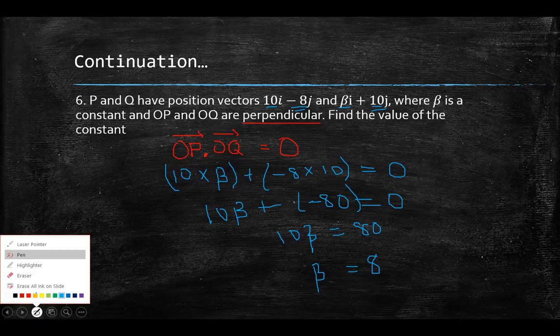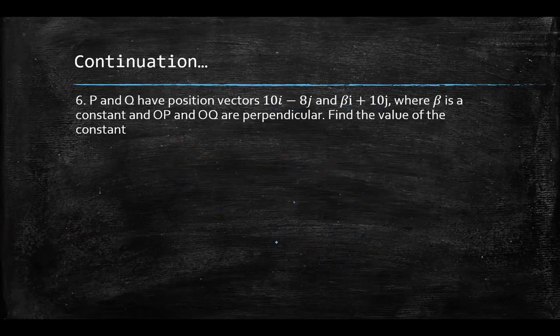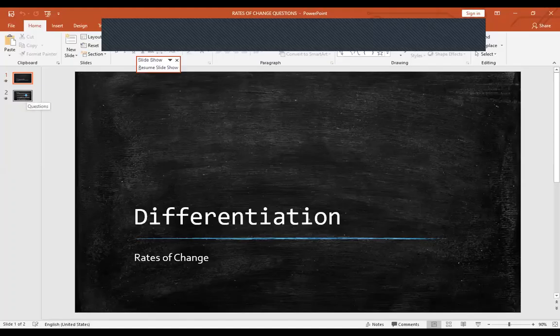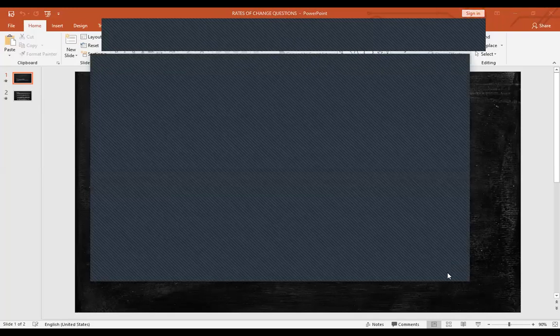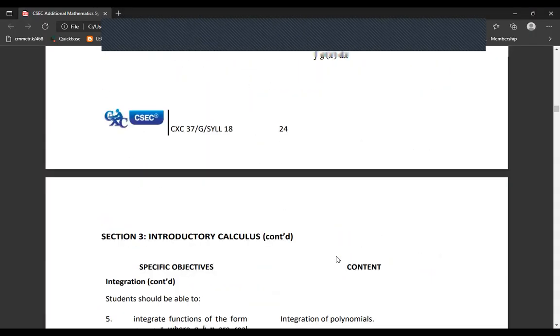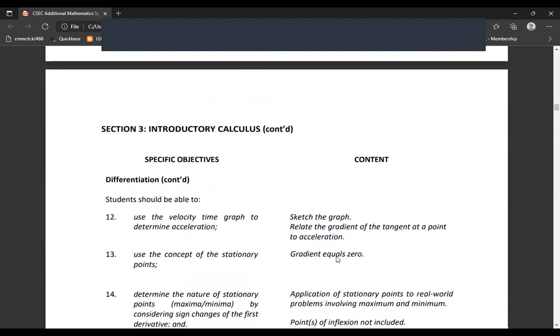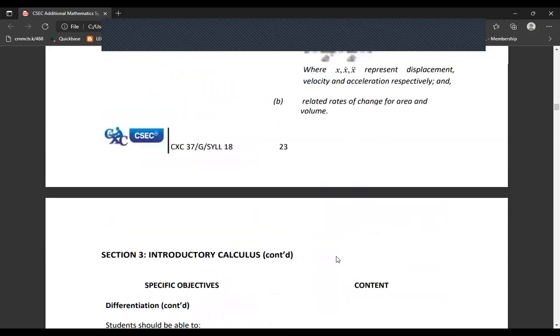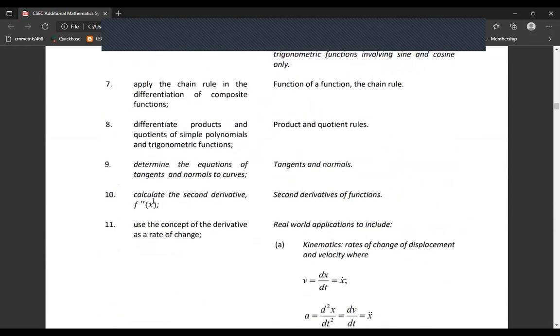All right. Well, that's it for vectors. Let me just stop sharing this real quick so I could move on to rates. Okay. This is on the differentiation, right? Before we do that, let me show you the objectives. This is for kinematics. Rate comes under differentiation. Right here. So it's under differentiation, right?